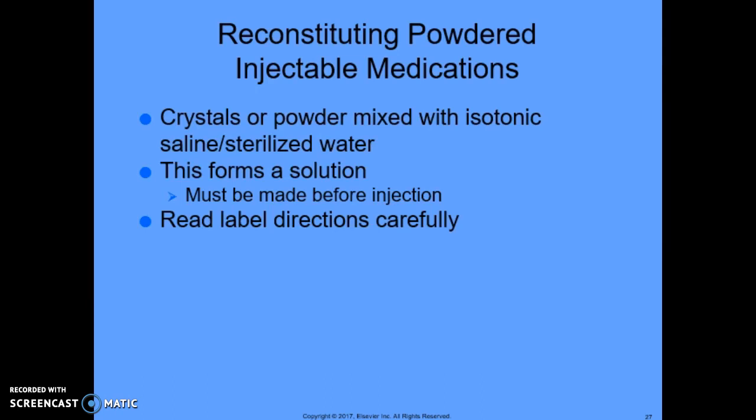It comes in crystal or powder, and it's mixed with isotonic saline or sterilized water. That's the part that you're typically measuring out and then putting into the vial to mix. And this forms a solution. And sometimes it has to be made before an injection. Not a lot of them need to be mixed.